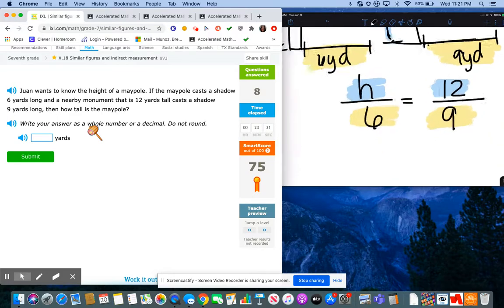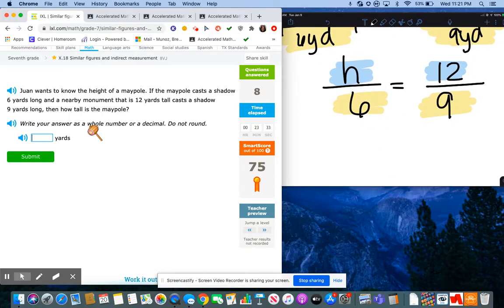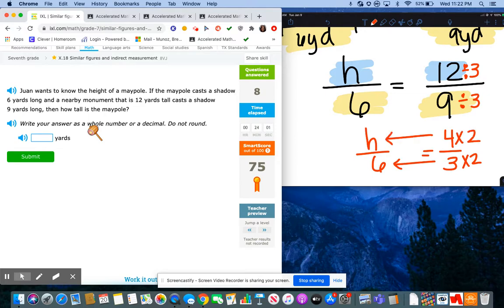And so here I see, okay, I cannot solve it immediately unless you cross multiply, right? But I think I'm going to simplify. I can simplify this by 3 and by 3, and I would end up with 4 over 3, right? And then I'll have H over 6. And then after that, I go 3 times 2 gives me 6. So 4 times 2 will give us 8. So the height of the maple is going to be 8 yards, right?